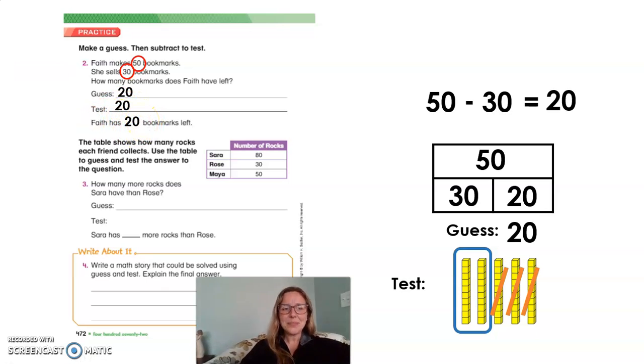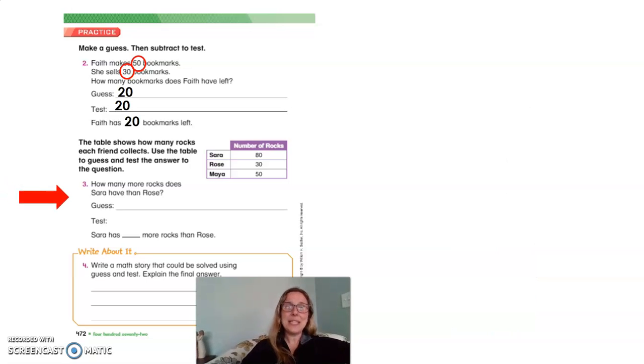Okay? All right, now we're going to look down here at this table. It says the table shows how many rocks each friend collects. So use the table to guess and test the answer to the question. So the question says, how many more rocks does Sarah have than Rose? So we have rocks on this chart for Maya, but we don't need to use Maya's number of rocks for this problem because we're comparing Sarah and Rose.